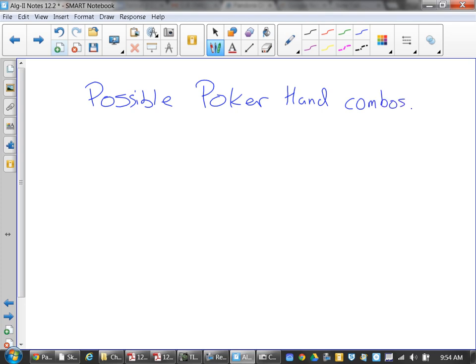If you're going to deal out 5 cards, we're just dealing 5 cards here. If I'm going to deal out 5 cards, the order doesn't matter in which they're coming out. They're just going out there. So here's a hand. Here's your 5 cards.